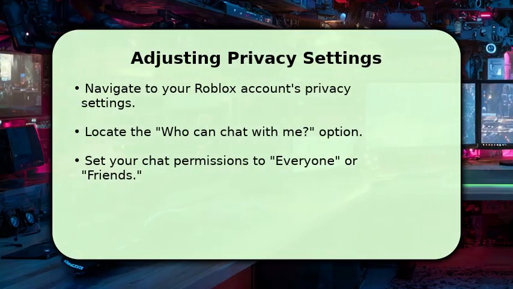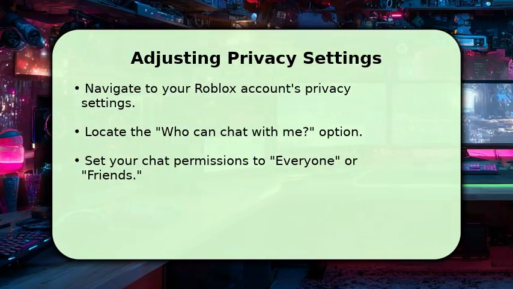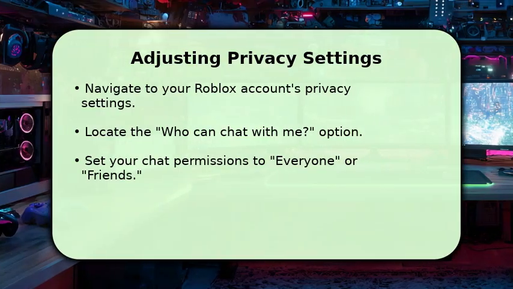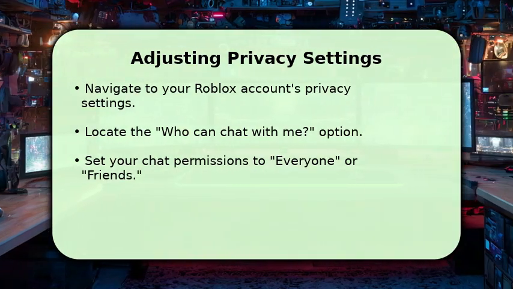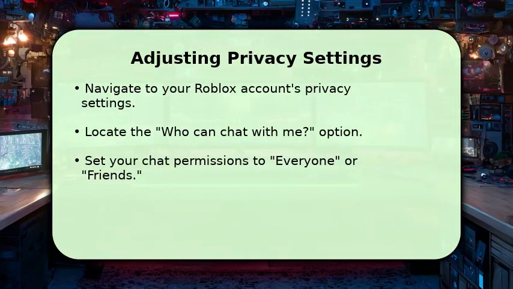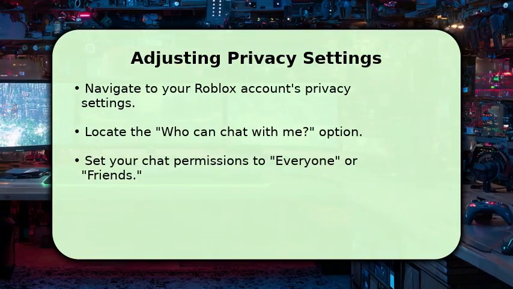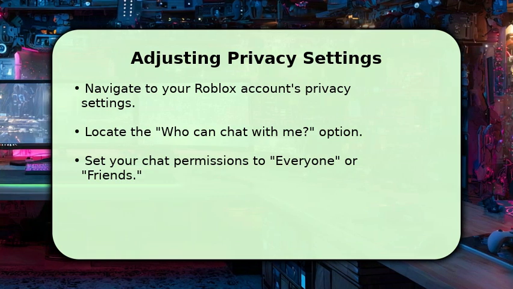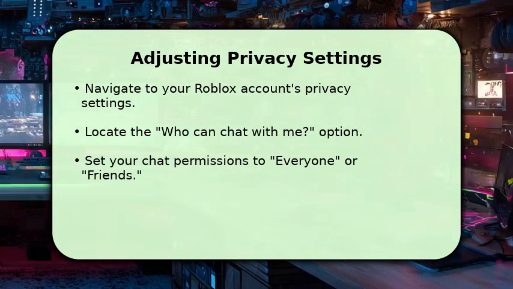Next, we'll dive into your Roblox privacy settings, which are crucial for enabling chat. Access your account settings by clicking the gear icon, then select Privacy. Look for the section titled Who Can Chat With Me? Here, you'll find options like Everyone, Friends, or No One. To enable chat, you must select either Everyone or Friends. Make sure to save these changes before exiting the settings menu. Incorrect privacy settings are a very common reason for chat not working.